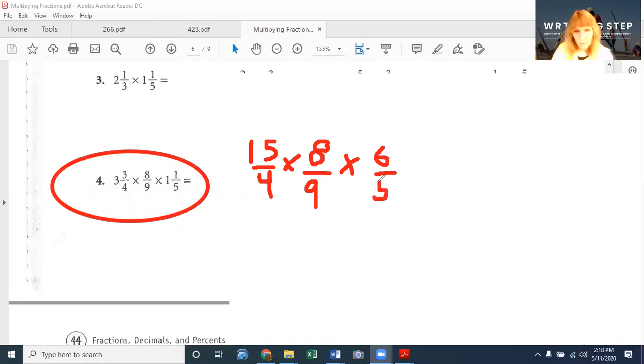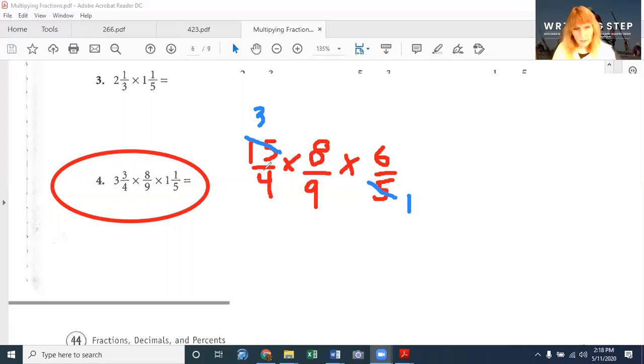And now we could multiply across the top, or we can notice there's some canceling that we can do. So let's do some of the canceling so we have less work to do later. So I know that 15 and 5 will divide, right? So 15 divided by 5 is going to give me 3. 5 divided by itself is going to give me 1.